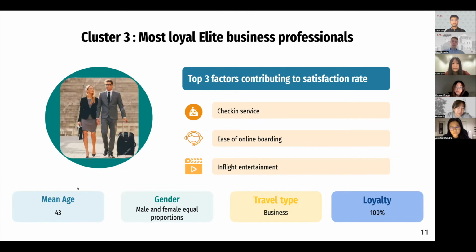Finally, we define the Cluster 3 customers as most loyal elite business professionals. Their mean age is 43, with equal proportions of males and females, and they're mainly business travelers. They also have a loyalty of 100%. The top 3 factors contributing to their satisfaction are check-in service, ease of online boarding, and in-flight entertainment.